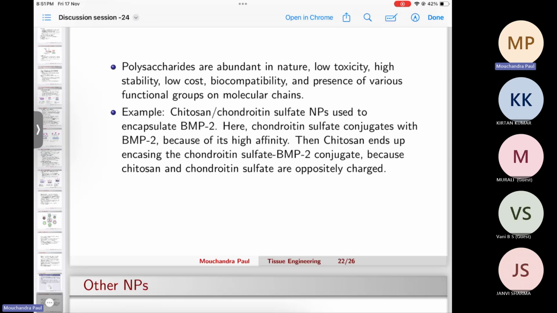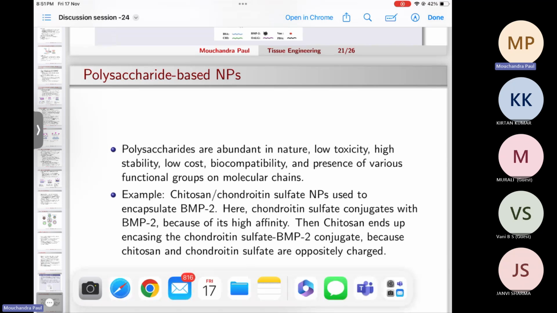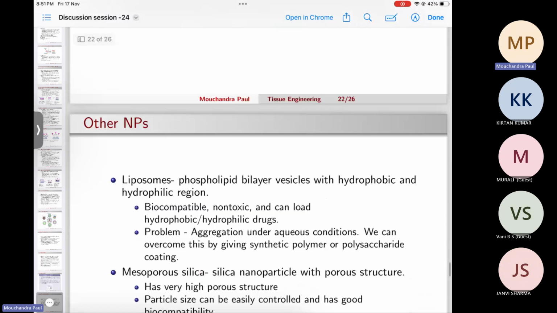So chitosan is positively charged, and chondroitin sulfate conjugate is negatively charged. In this way, due to electrostatic interaction, the encapsulation by chitosan is possible, and they made nanoparticles with a chitosan coating, and in the core there was BMP2 and chondroitin sulfate conjugate. So in this way they prepared them.